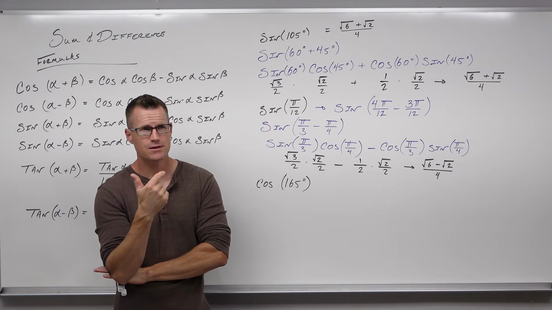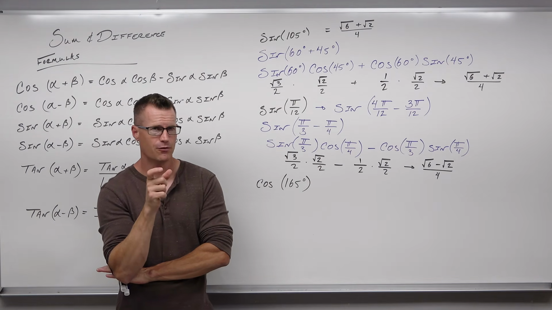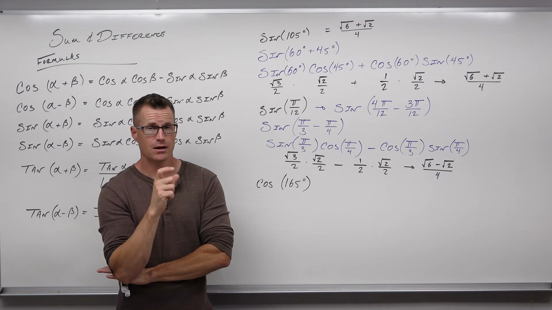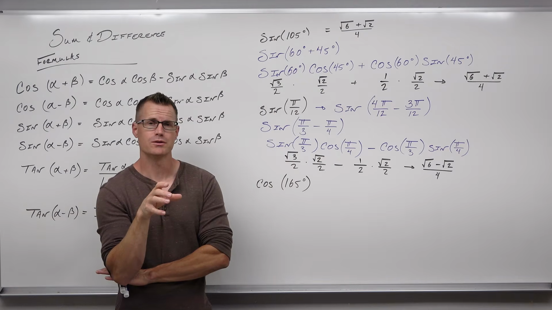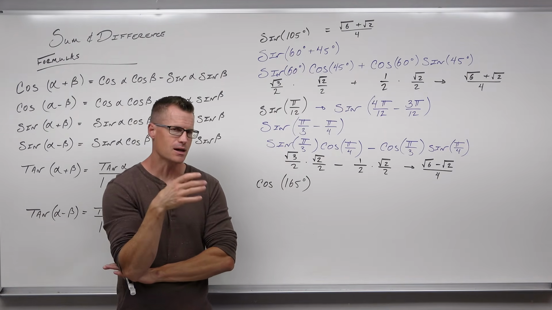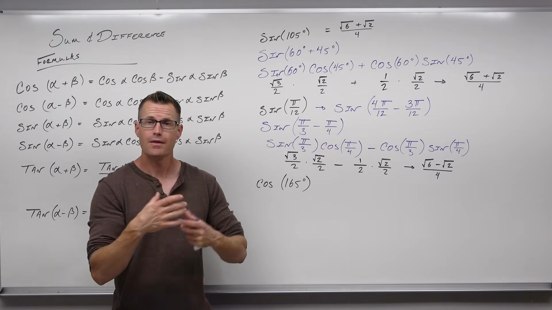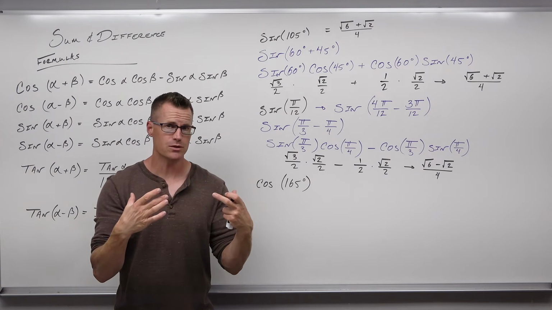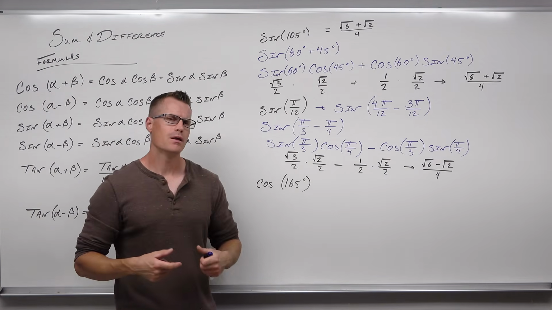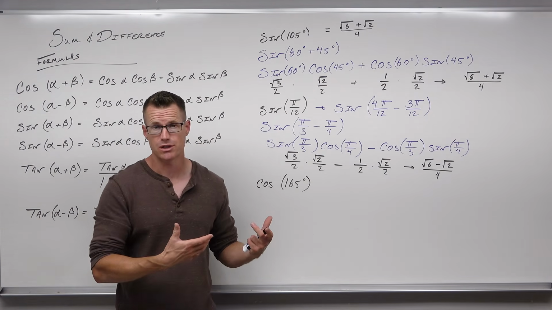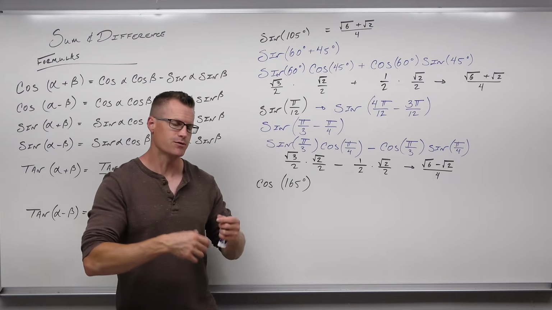So for 165, if I take away 45, that would give me 120. 120 is also on the unit circle. So if I write this as 120 plus 45, that would be two angles on my unit circle that add up to that one. That's going to be much better than trying to mess around with 165 degrees. I'm going to write this as a sum of two angles.